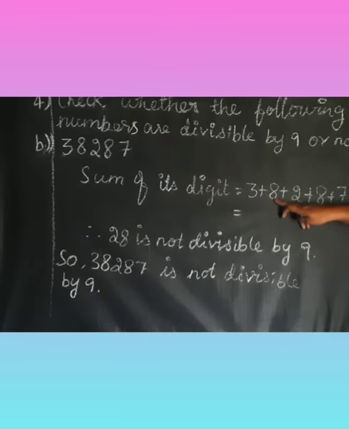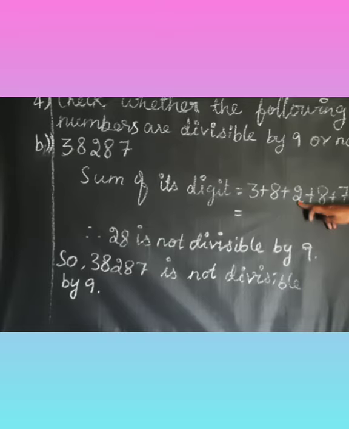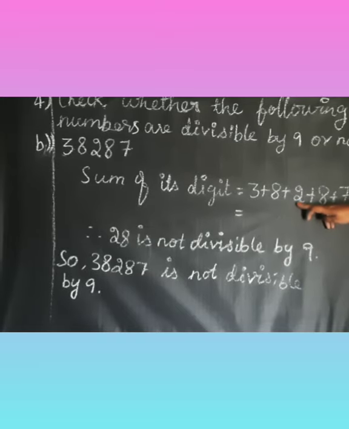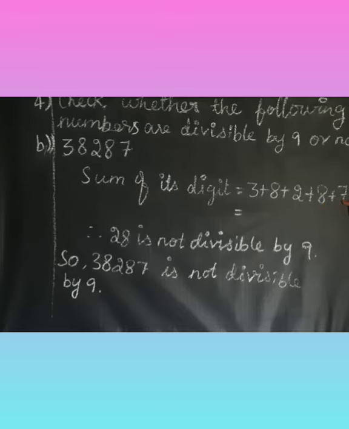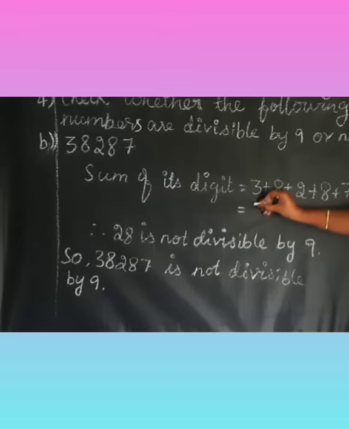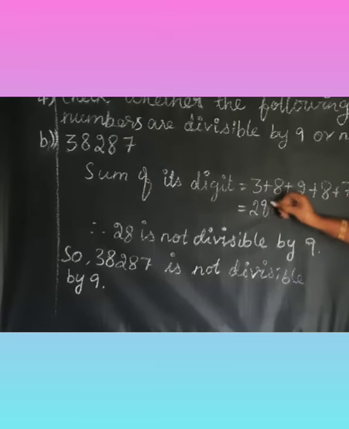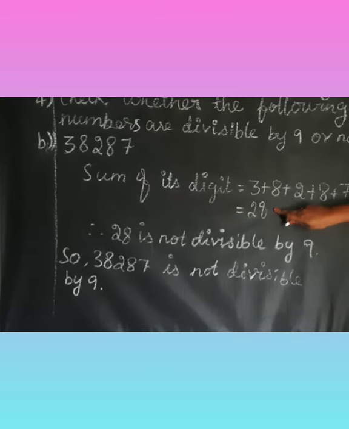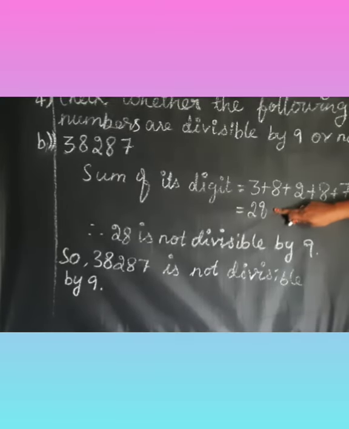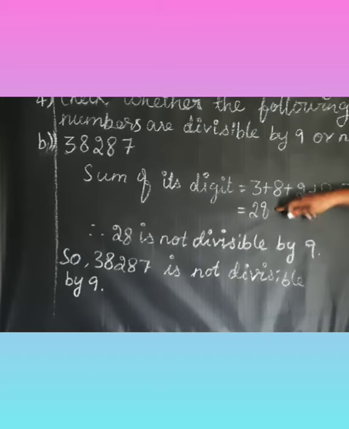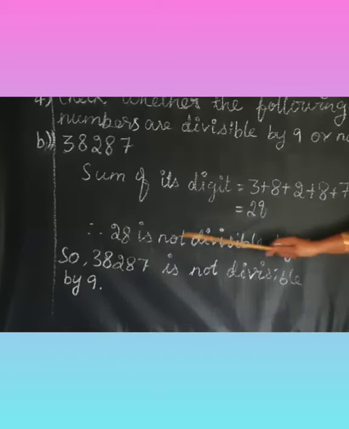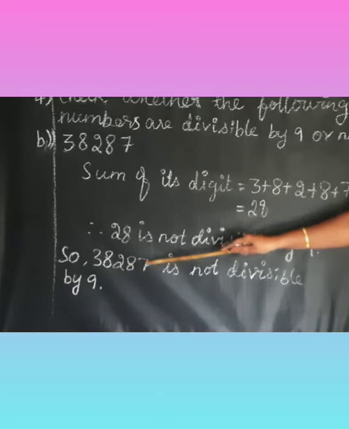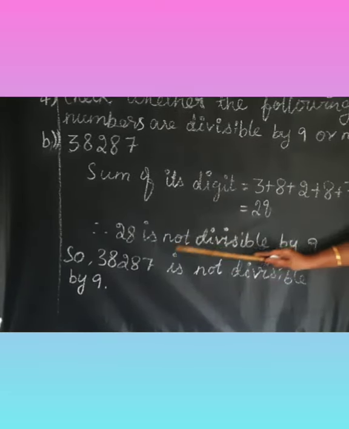3 plus 8 is 11. 11 plus 2 is 13. 13 plus 8 is 21. 21 plus 7 is 28. So what is the answer? 28. Will 28 come in the 9 times table? No, it won't. So 28 is not divisible by 9. So 38,287 is not divisible by 9.